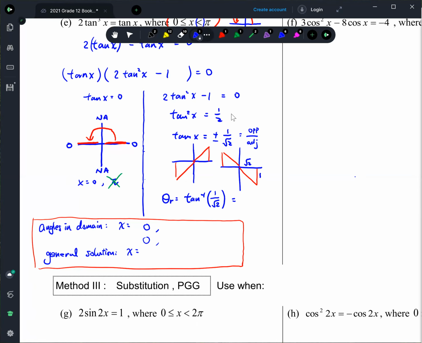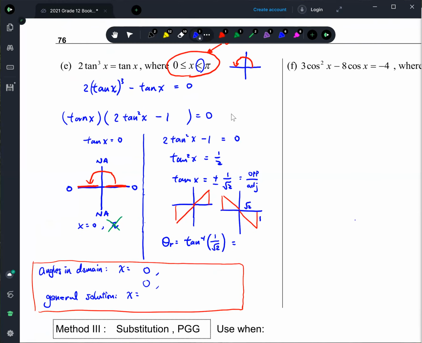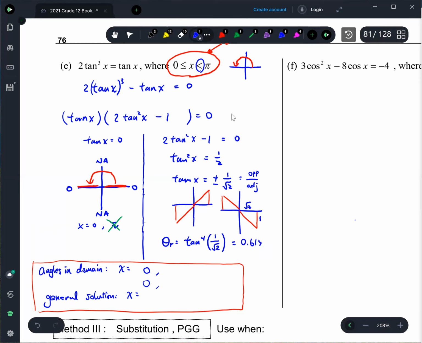24.9 degrees, which rounds to 25. Can we do radian? We need radian here. The domain is radian. Change your calculator mode to radian first. Do you know how to change the mode? Yes. 0.615. Okay, 0.615. Thank you.